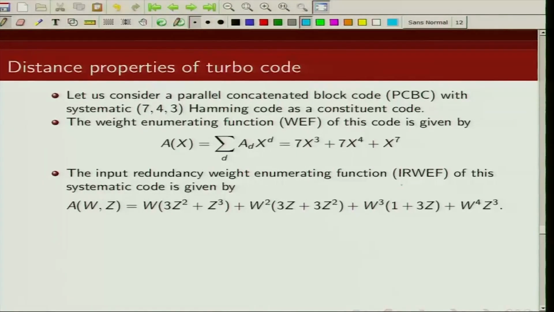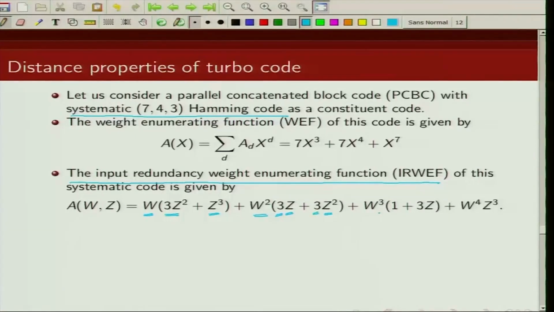Now the input redundancy weight enumerating function, this we have already defined when we talked about weight distribution of convolutional code. So the input redundancy weight enumerating function for this systematic Hamming code is given by this. So for our information sequence of weight 1, there exist 3 sequences which have parity weight 2 and 1 which has parity weight 3. For information sequence of weight 2, there are 3 sequences which have parity weight 1, 3 sequences which have parity weight 2, and so on.